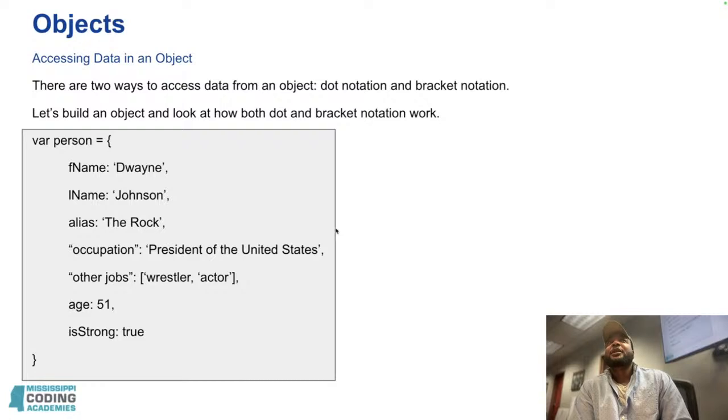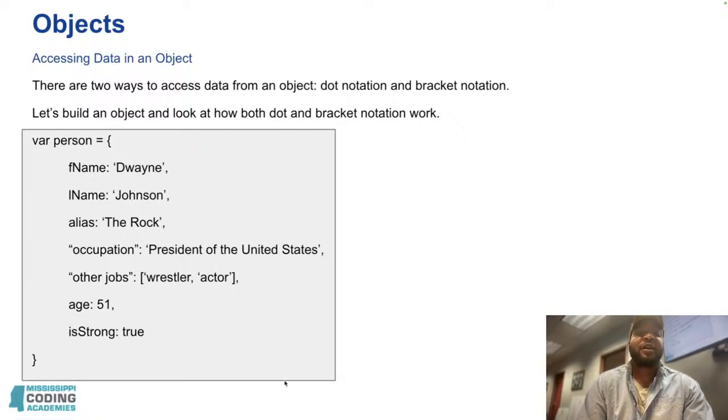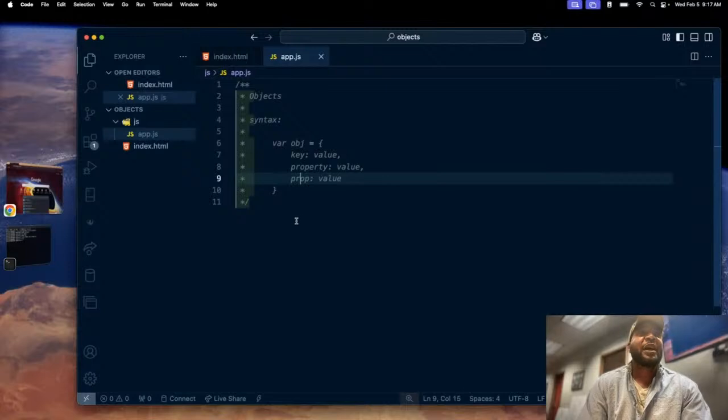I'll come back to that. There are two ways to access data from an object, because that's what we want to do. We want to build an object, and then we also want to access data from the object. So let's build this object right here, and look at how both dot and bracket notation work, because those are the two ways that we can access data from an object.